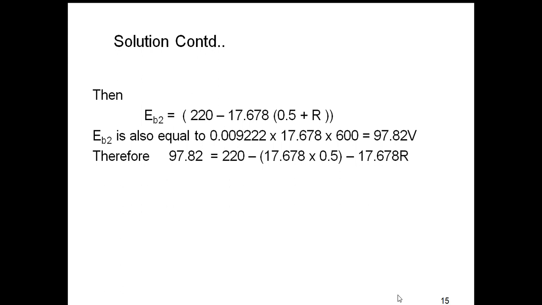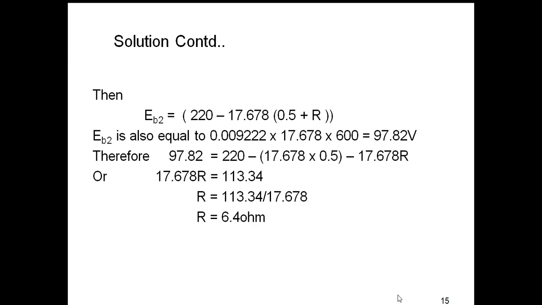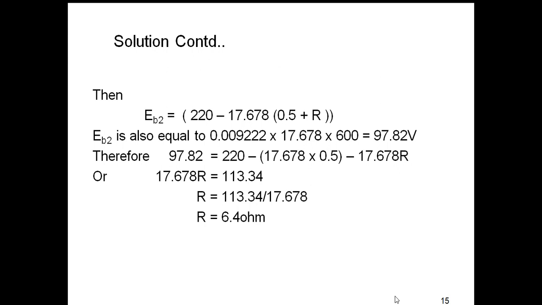On solving this, we get the value of R as 6.4 ohms. Means R value is 6.4 ohms. Since this is the resistance, when we connect this resistance, the speed gets decreased to 600 rotations per minute.